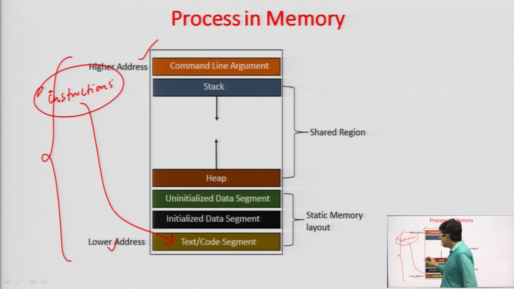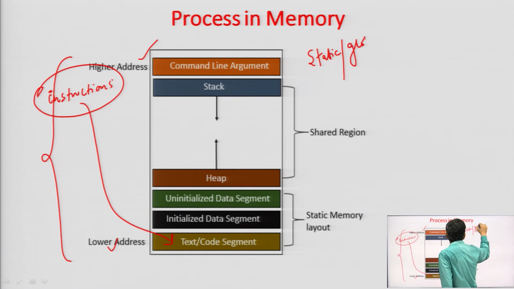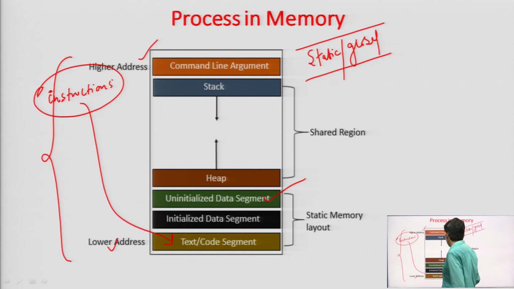So, towards the lower address side we have the instructions. Then we might have defined some static variables, we might have defined some global variables. So, we give the space for the static and global variables in the uninitialized data segment and initialized data segments.